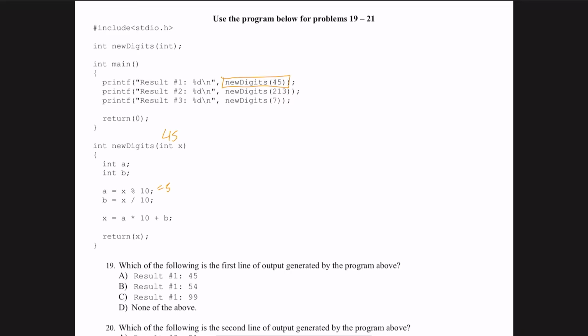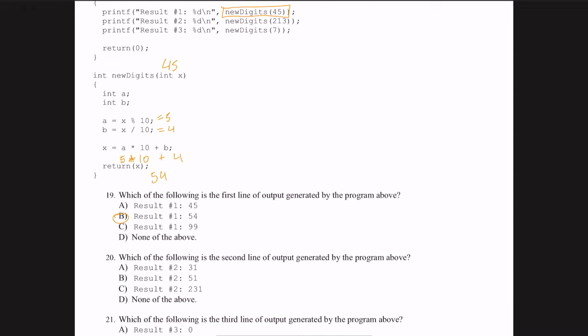Now we have B is equal to x divided by 10. That's going to be 4. We take the tens place digit, or any digit greater than the tens place. Now we have x equals A times 10, which is 50, plus B, which is 4. We return 54. So notice what we did. We started with 45. We ended with 54. We reversed the digits.